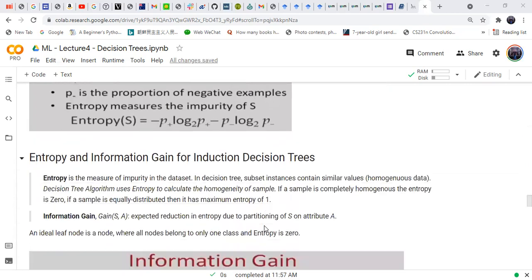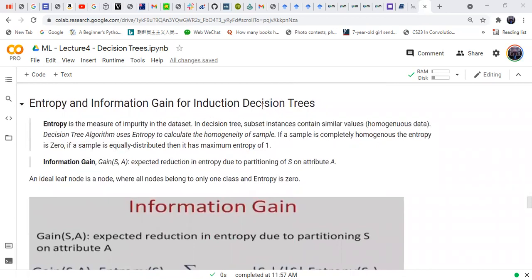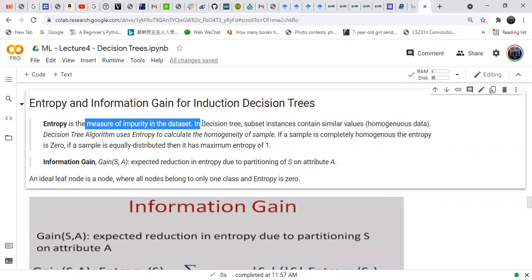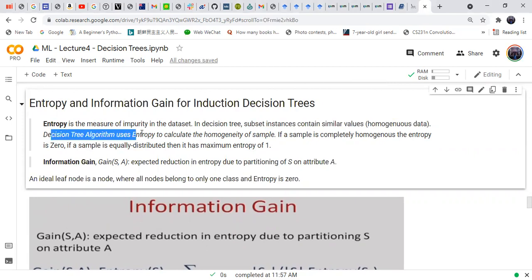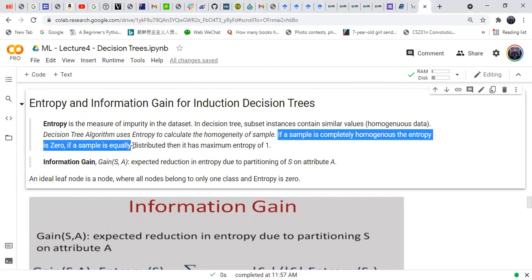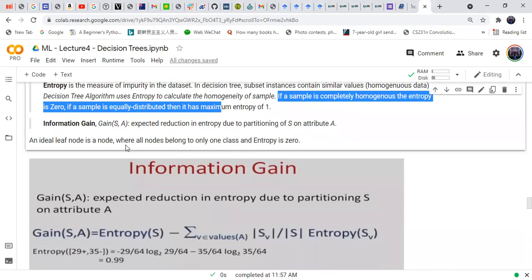Entropy and information gain for inducing decision trees. Entropy is the measure of impurity in the dataset. In a decision tree, a subset of instances contains similar values, homogeneous data. The decision tree algorithm uses entropy to calculate the homogeneity of the sample. If a sample is completely homogeneous, the entropy is zero. If a sample is equally distributed, then it has a maximum entropy of 1.